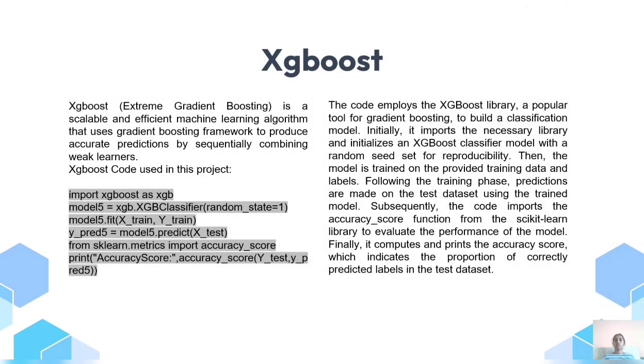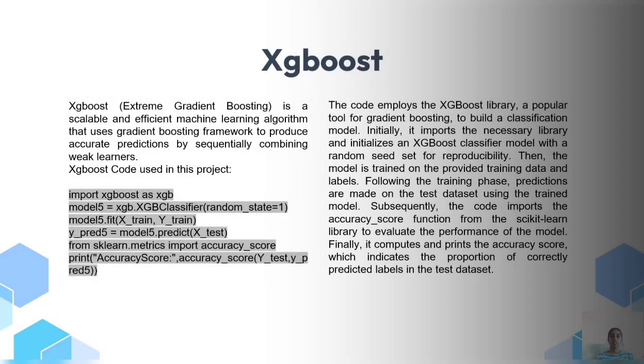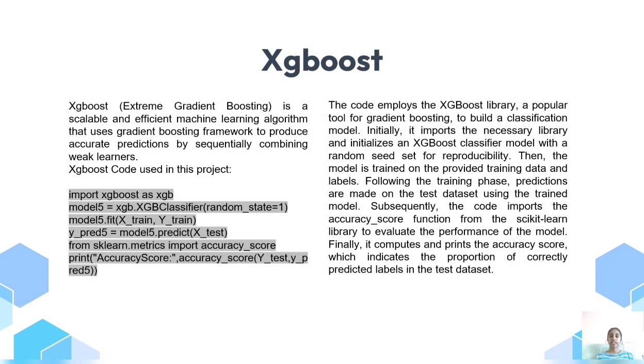This is Pratibha. I will be discussing two models. They are XGBoost and KNN. Now let's see extreme gradient boosting. It is a scalable and efficient machine learning algorithm that uses a gradient boosting framework to produce accurate predictions by sequentially combining weak learners. This is the code of extreme gradient boosting.